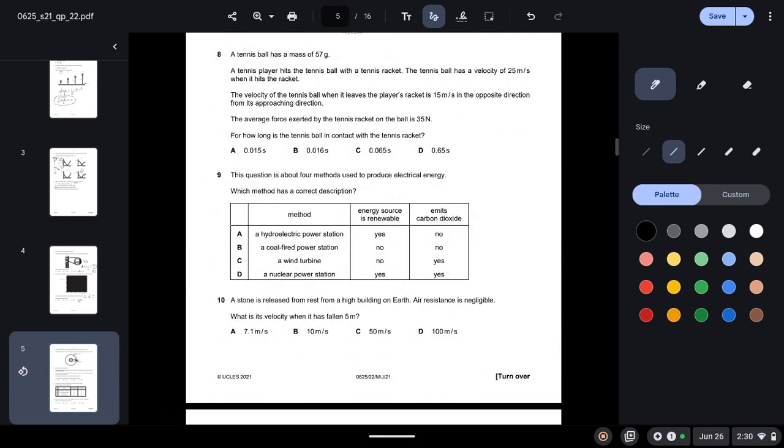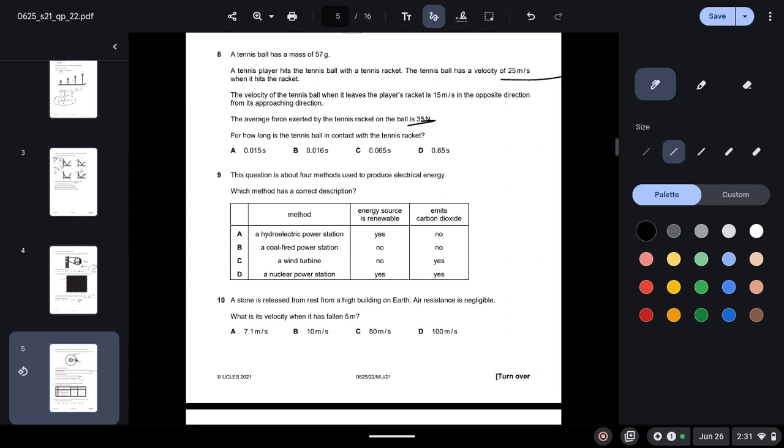Question 8. A tennis ball has a mass of 57 grams. A tennis player hits the tennis ball with a tennis racket. The tennis ball has a velocity of 25 meters per second when it hits the racket. The velocity of the tennis ball when it leaves the player's racket is 15 meters per second in the opposite direction from its approaching direction. The average force exerted by a tennis racket on the ball is 35 newtons. For how long is the tennis ball in contact with the tennis racket?